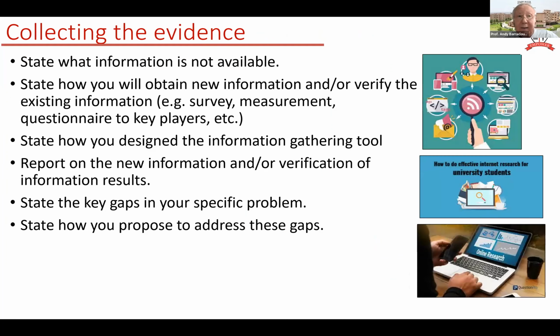Then you're going to go and collect the evidence. Start by saying what's not available. What's the expiry rate? 90% of countries don't know. If I ask them what's their rate, no idea. They don't measure it. So it's fine to say we don't know what the expiry rate is. We think it's a problem, but we don't really know. Then how are you going to get the new information?